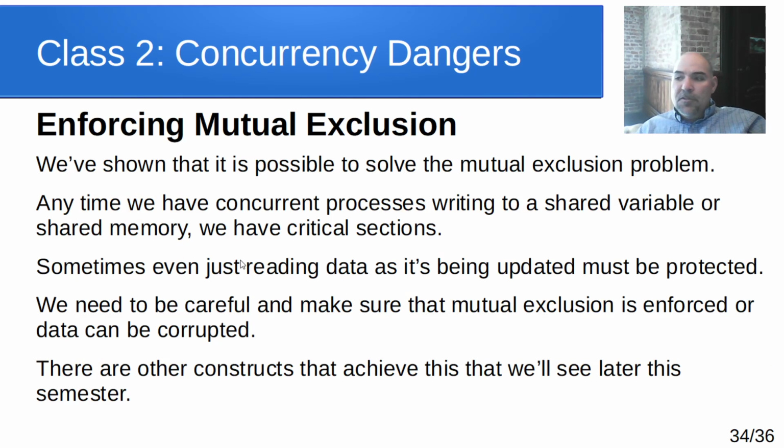All right, so enforcing mutual exclusion, what we've shown today is a couple of things. The first thing is that it's possible to solve the mutual exclusion problem using just software, no hardware, no special operating system API calls or anything like that, just some shared variables and some software. The other thing we learned today was that anytime we have concurrent processes writing to a shared variable or some sort of shared memory, we need to be careful. We have critical sections there. We have to watch out what we're doing. And sometimes even just reading data as it's being updated has to be protected. That's a case that we didn't look at in this example.